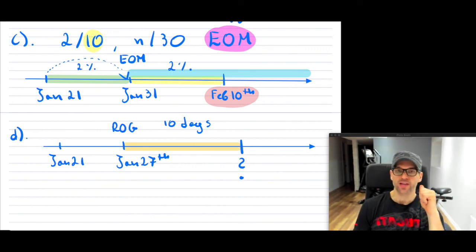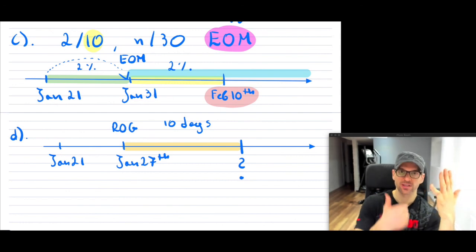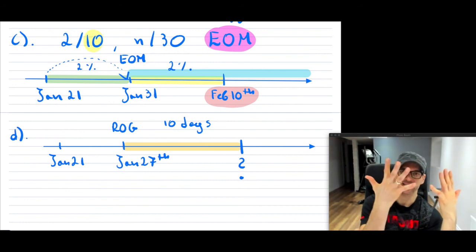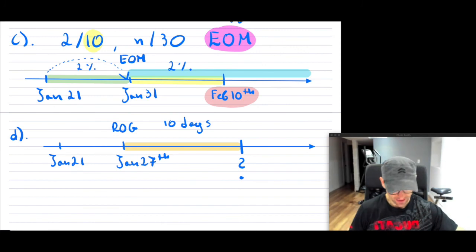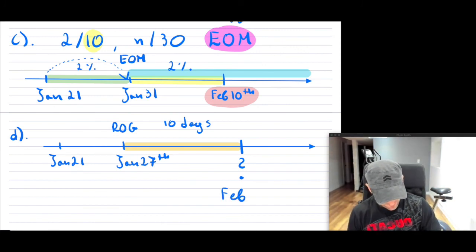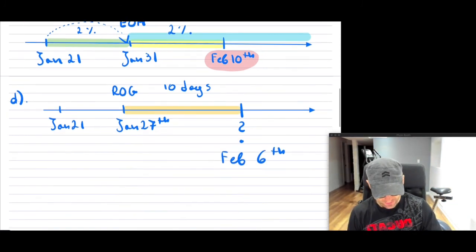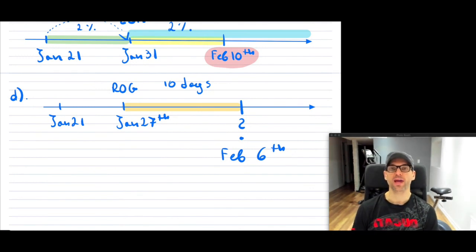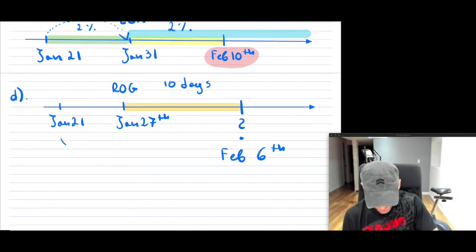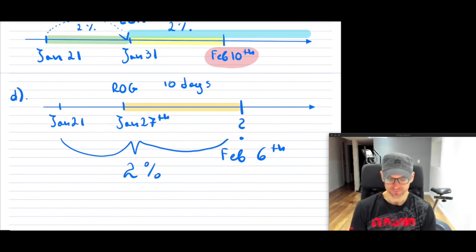So day one, okay, we received the goods on January 27th. So one day passes, so that's January 28th. Then January 29th, 30th, 31st. February 1st, 2nd, 3rd, 4th, 5th, 6th, 10 days. So this is February 6th. So as long as we pay on February 6th or before then, so as long as we pay somewhere within here, we will get a 2% discount.